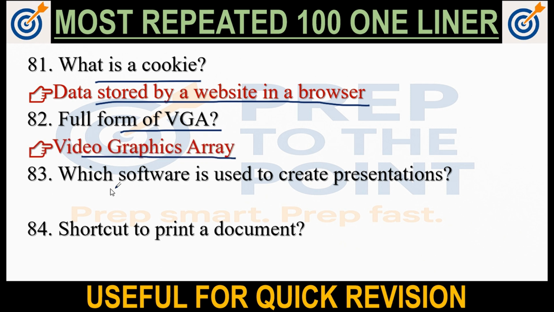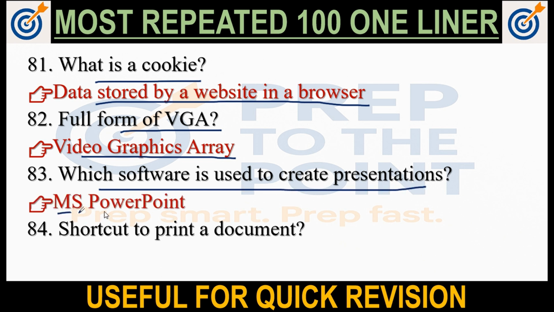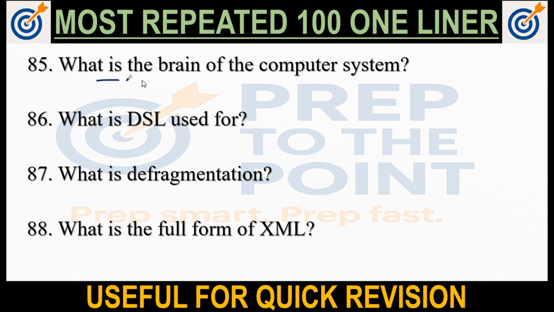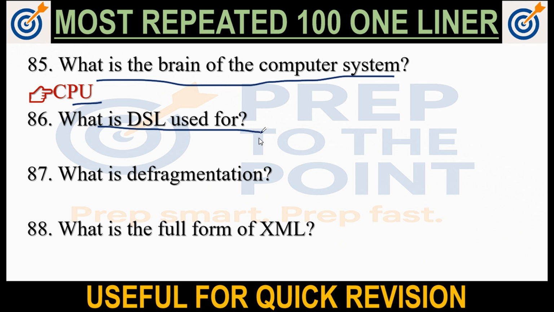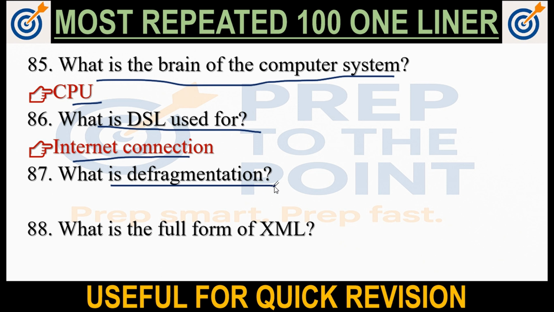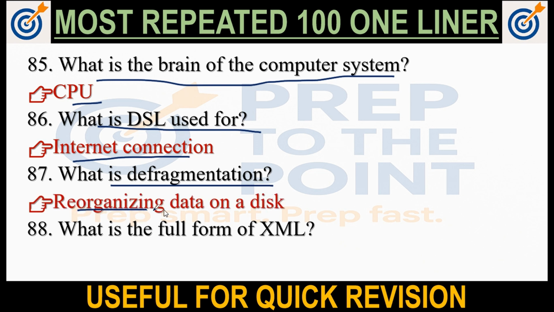Which software is used to create presentations? MS PowerPoint. Shortcut to print a document, Control plus P. What is the brain of the computer system? CPU. What is DSL used for? Internet connection. What is defragmentation? Reorganization of data on a disk.